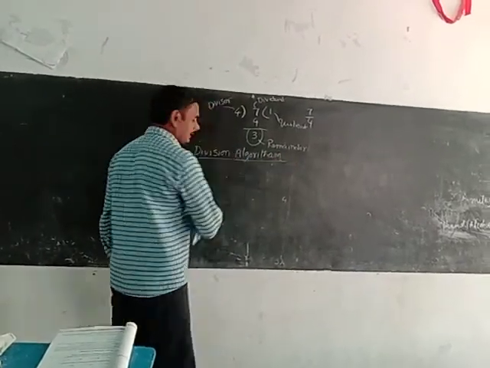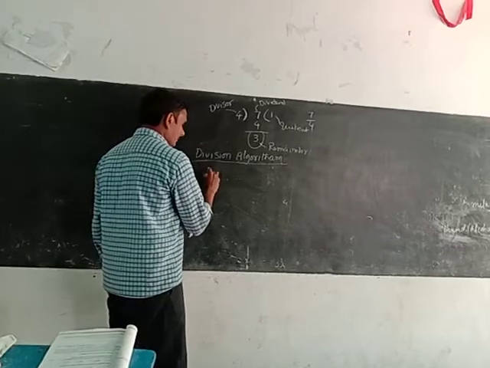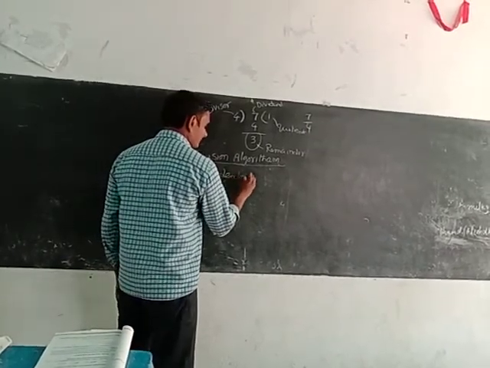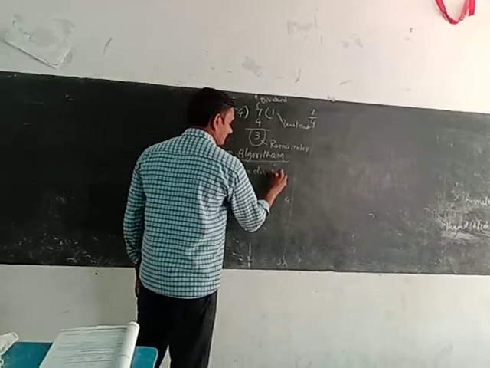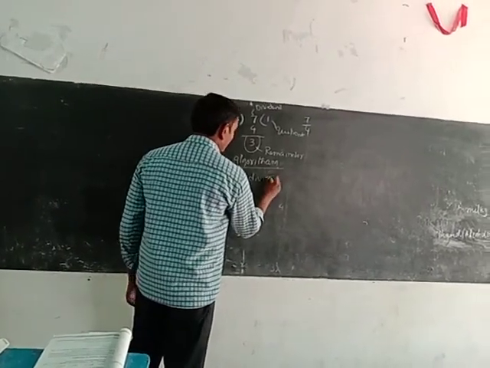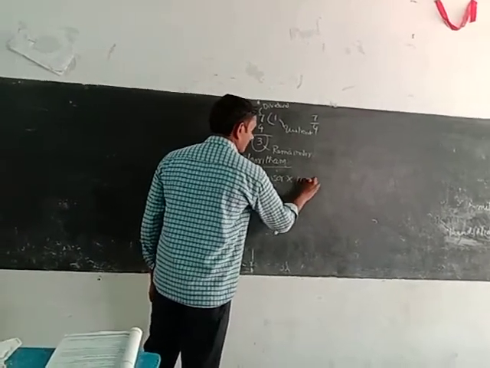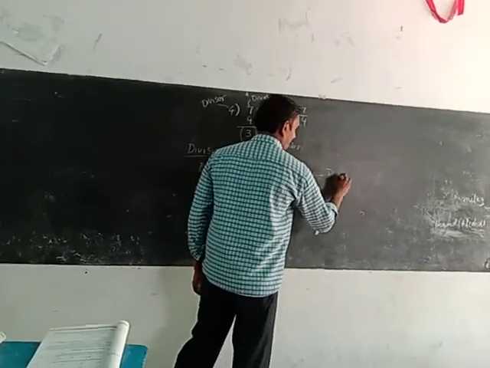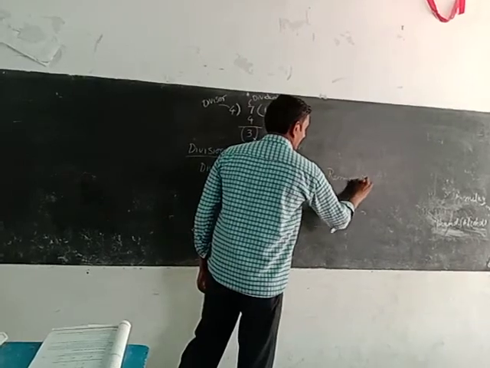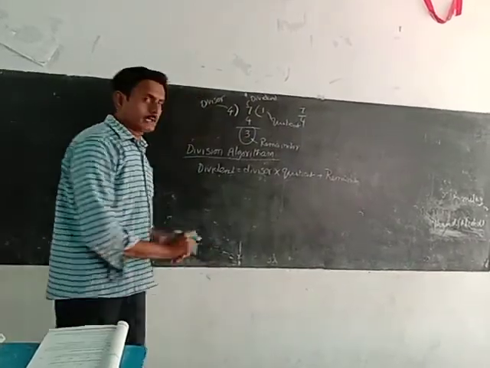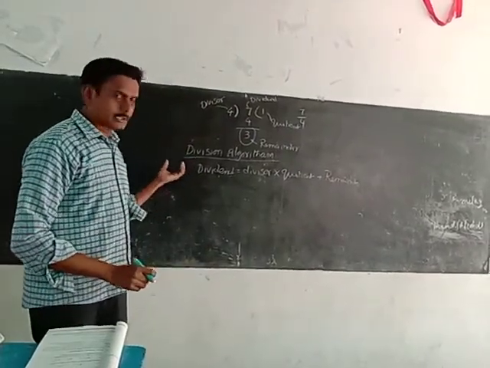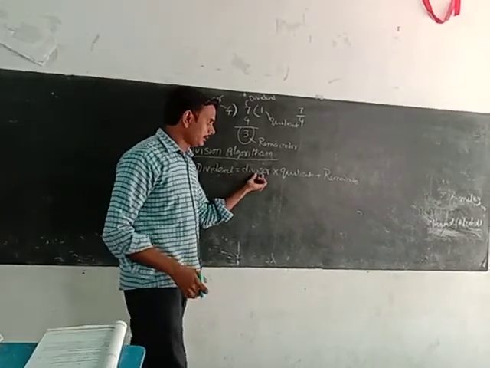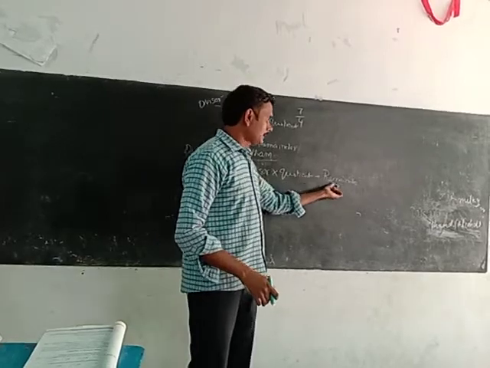What is the division algorithm? Dividend equal to divisor into quotient plus remainder. What is the structure of the division algorithm? Dividend equals divisor multiplied by quotient plus remainder.